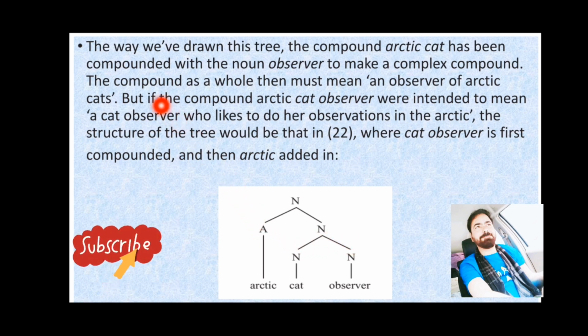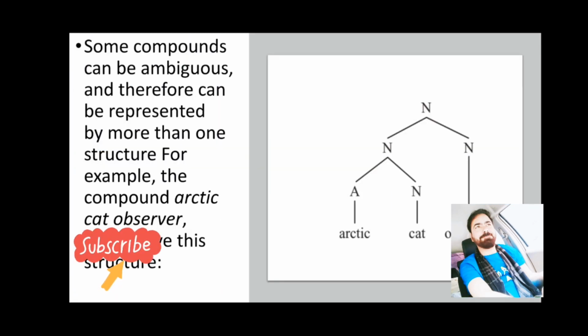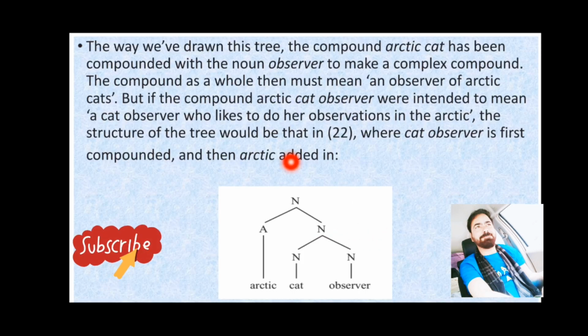We can explain that, the way we have drawn this tree, the compound articulate has been compounded with the noun observer to make a complex compound. So here we have a complex compound that is articulate observer. Now, the compound as a whole then must mean an observer of Arctic cat. You can see here that we say an observer of Arctic cat.